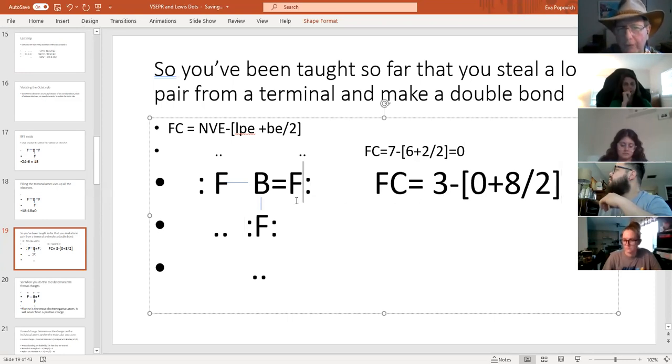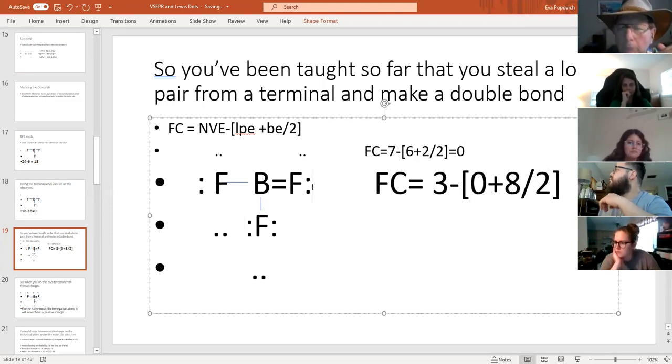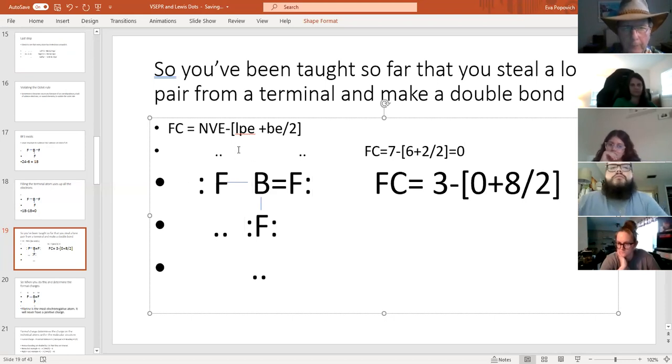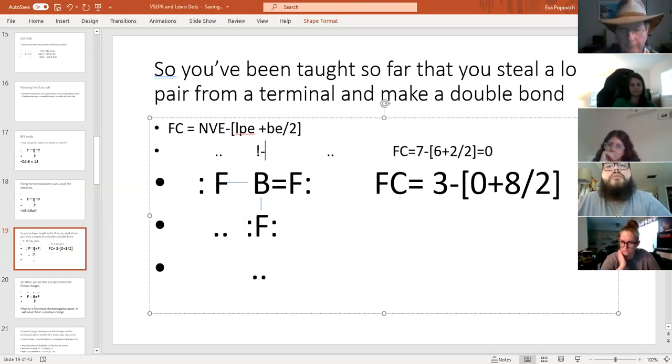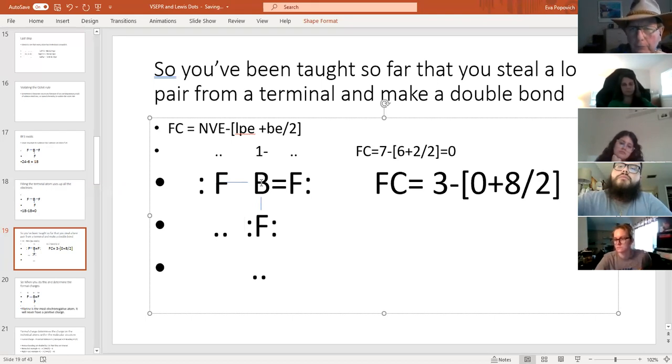The formal charge on this fluorine is... no, I'm sorry, excuse me. Wrong. The formal charge on this boron is a 1 minus. Everybody see that? Boron, 3 valence electrons, no lone pairs, 8 bonding electrons divided by 2. So the charge on that boron is a -1.